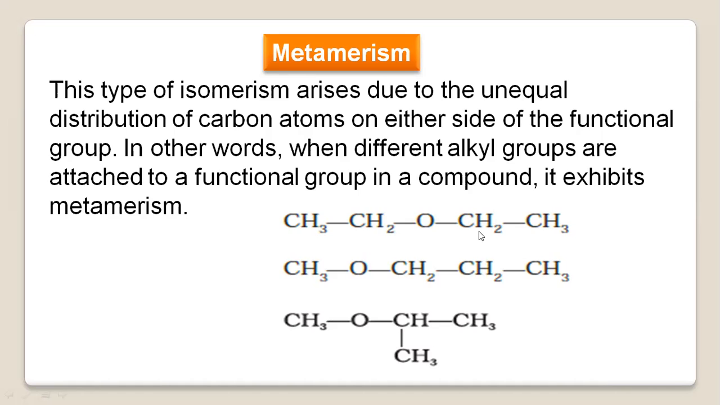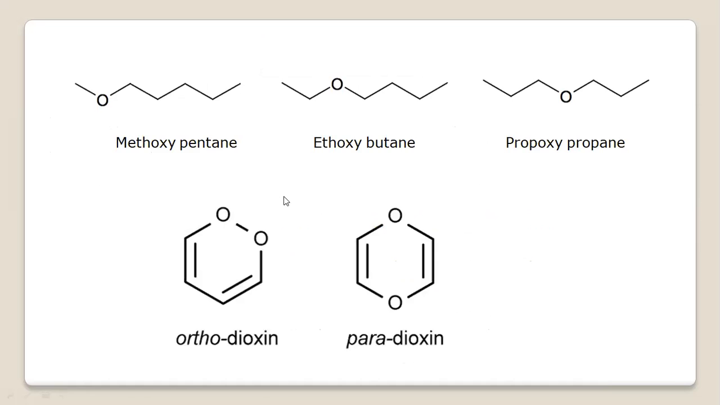Here diethyl ether, and this is methoxypropane. These two are metamers of each other. These are examples: methoxypentane, ethoxybutane, and propoxypropane. These are metamers of each other. Now these two structures have the same structure, but they differ in the position of the O. They are present adjacent, and here completely opposite to each other. So this is the ortho position and this is the para. So orthodioxine and paradioxine, these two are metamers of each other.